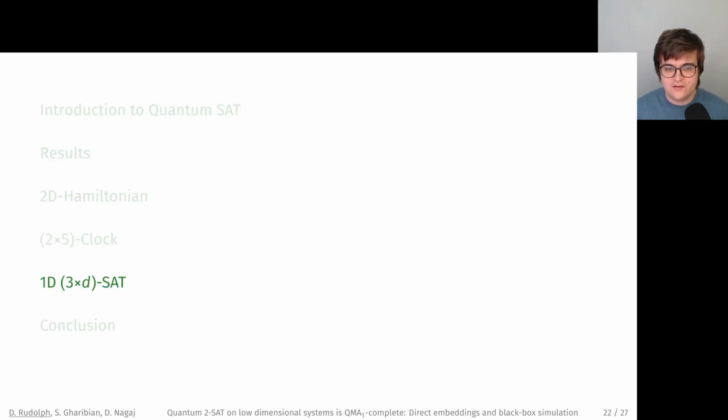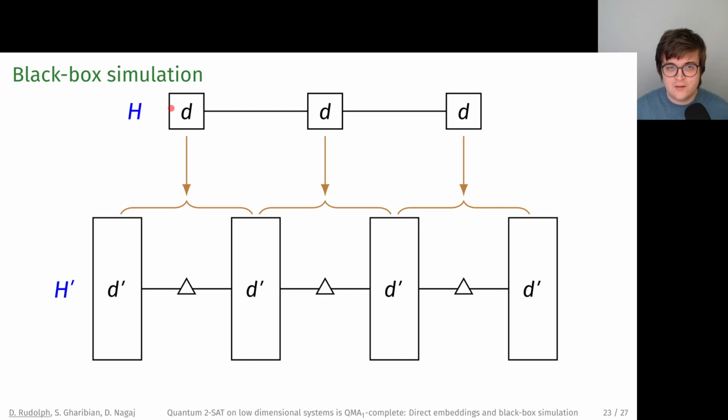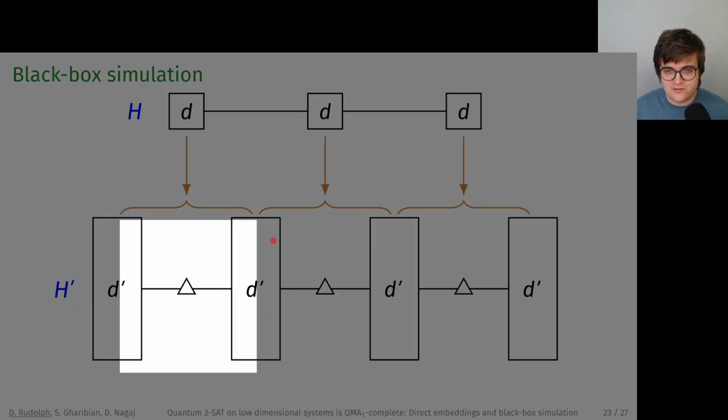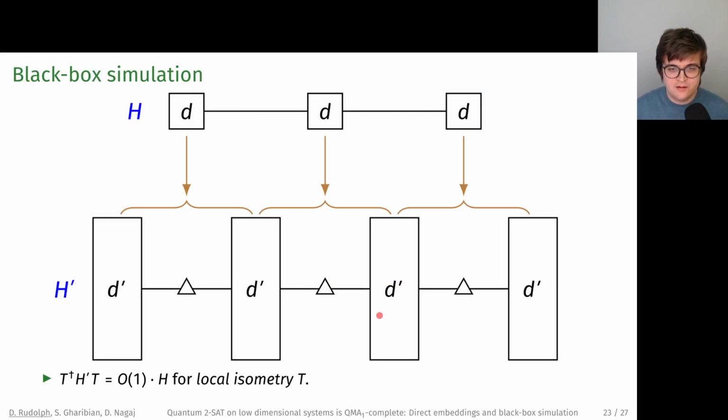So finally, let's go to the 3xD clock, 3xD SAT. So recall that we want to do a black box simulation. So we have some Hamiltonian on qudits. We want to transform it to some Hamiltonian H prime on qudit-prime-its and qutrits. And the basic idea is that this qudit gets embedded into this range here. So we sort of split these in half, and then the qudit is embedded on this whole D prime by 3 by D prime space.